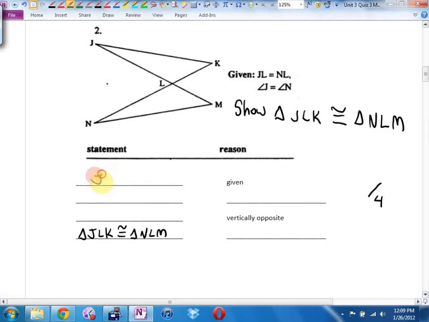JL equals NL. Did I just write something? I better mark it on my diagram. JL, this side right here, is the same length as NL. Remember, for lengths, we said use a little hash mark. How does that help me? Does that tell me anything new? I don't know yet.